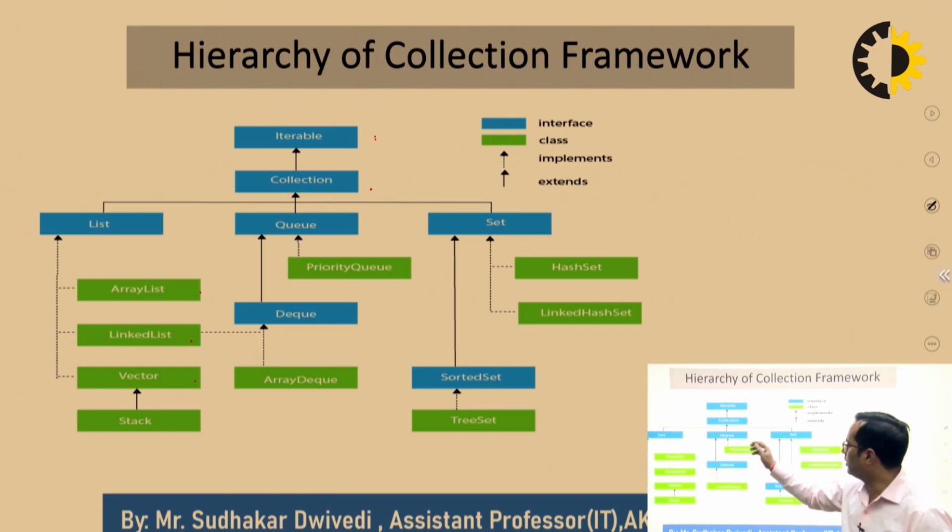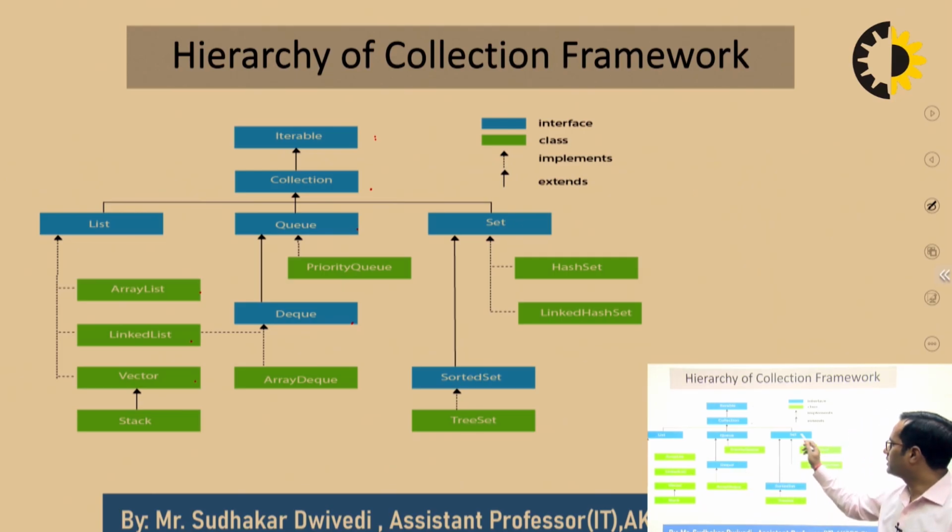If we want to create a queue, we have the Queue, and Deque is derived from the Queue. We can create the PriorityQueue. This is the PriorityQueue class, and the PriorityQueue class implements the Queue interface. The ArrayDeque class directly implements the Deque interface. We have a Set interface. These interfaces have different purposes that we will discuss in the subsequent lectures.